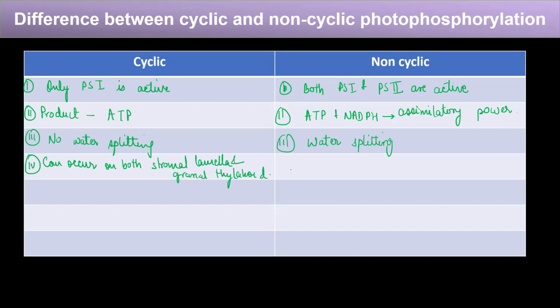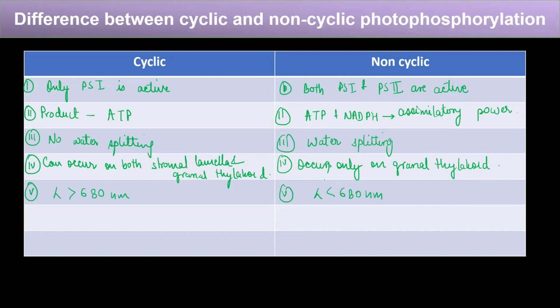But the non-cyclic phosphorylation can happen only where both PS1 and PS2 are in close proximity, right? So it occurs only on the granal thylakoid. It will not happen on the stromal lamellae, because on stromal lamellae only PS1 is present, but for non-cyclic phosphorylation both PS1 and PS2 should be in close proximity. Next, cyclic phosphorylation will be active when lambda is greater than 680 nm. But non-cyclic phosphorylation happens when lambda is less than 680 nm, because 680 nm light is used to activate PS2, and light below 680 can activate both PS1 and PS2. So for non-cyclic phosphorylation, lambda less than 680 nm is sufficient.